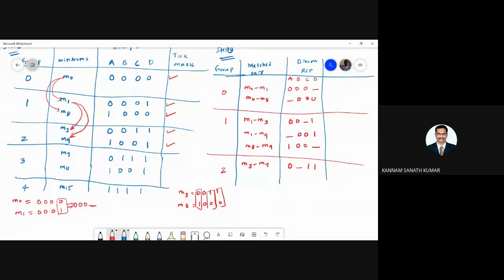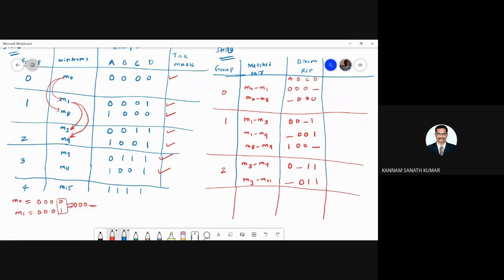A matched pair is nothing but, if you compare two successive minterms in the nth group and the n plus 1th group, they should differ by only one position. So that's why M3 and M8 we can't make a group. Similarly, directly I am writing M3 and M11. So M3 and M7 are over, and M3 and M11 are over. So M3 and M11: 011.